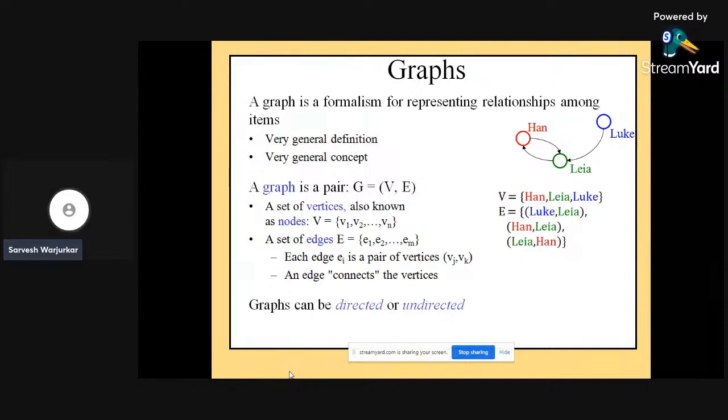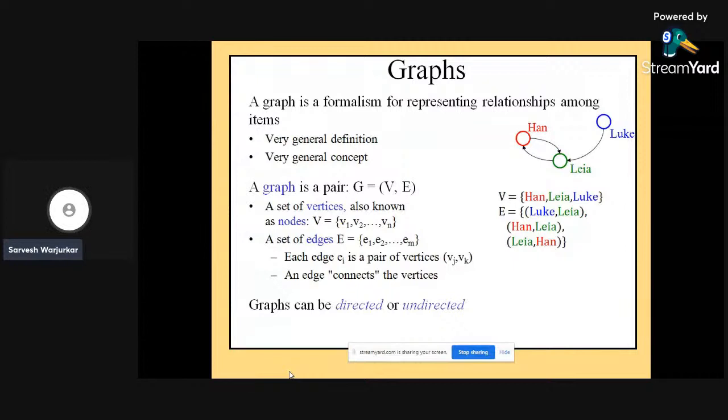A graph is a pair, that is G(V, E), where V is a set of vertices, also known as nodes, generally represented as V1, V2, V3, up to Vn. E is a set of edges, like e1, e2, e3, e4, e5, and so on. In the given diagram, there are three different edges. Each edge is a pair of vertices, that is a connection or link between the two nodes.